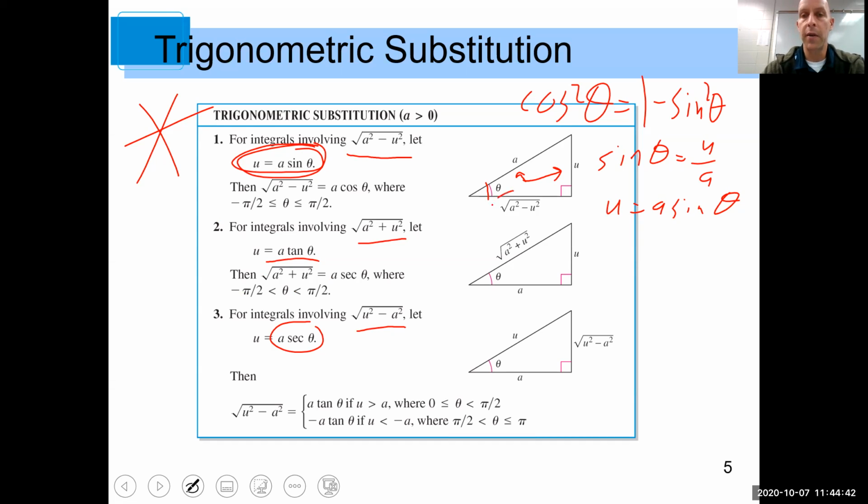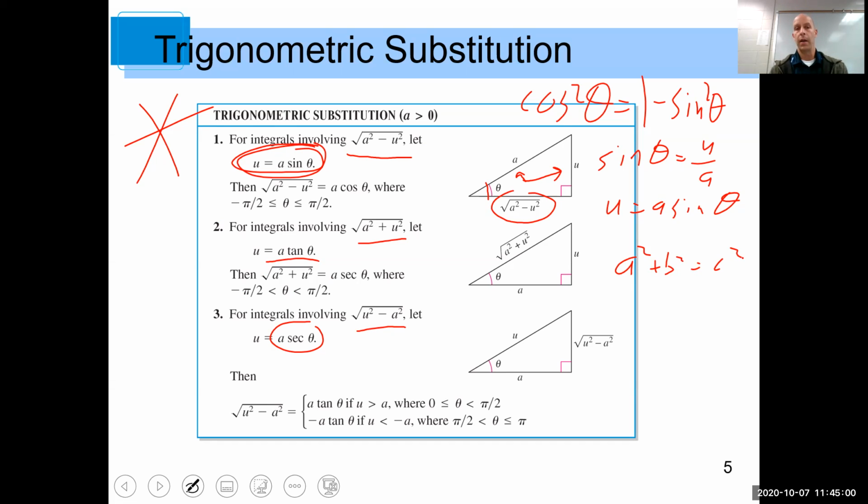Now let's talk about this third side here. How would you get that third side, which is a leg? Well, you could use the Pythagorean theorem. So a squared plus b squared equals c squared. And you will find that that third side is the square root of a squared minus u squared.